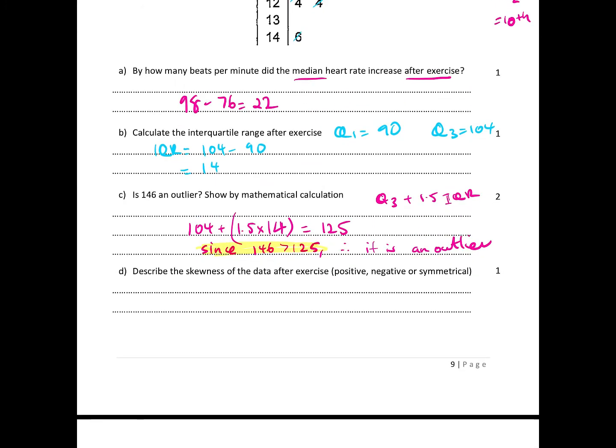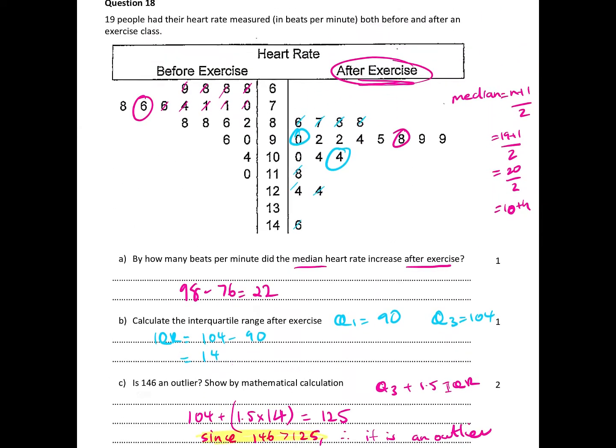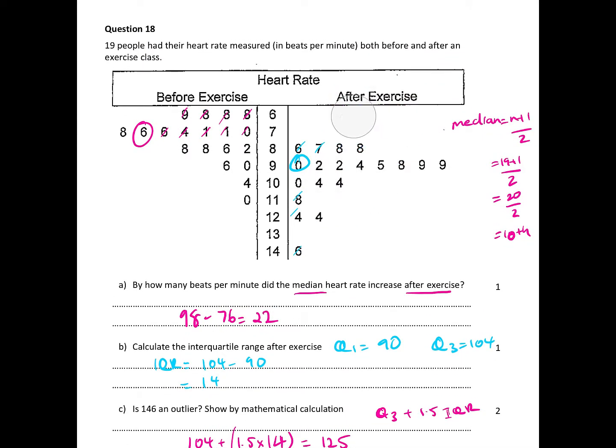Describe the skewness of the data after exercise. Is it positive, negative, or symmetrical? Now I'm looking at after exercise. Let's rub all of this out. As you can tell, it definitely doesn't look symmetrical. It doesn't look like I have an even number up here and an even number down here. That doesn't look like the case at all.